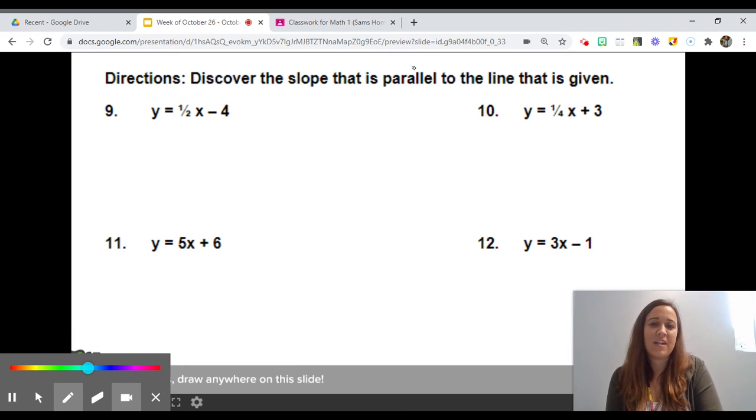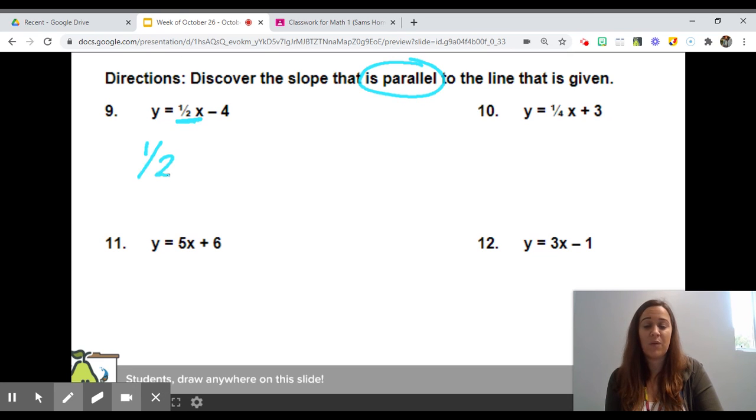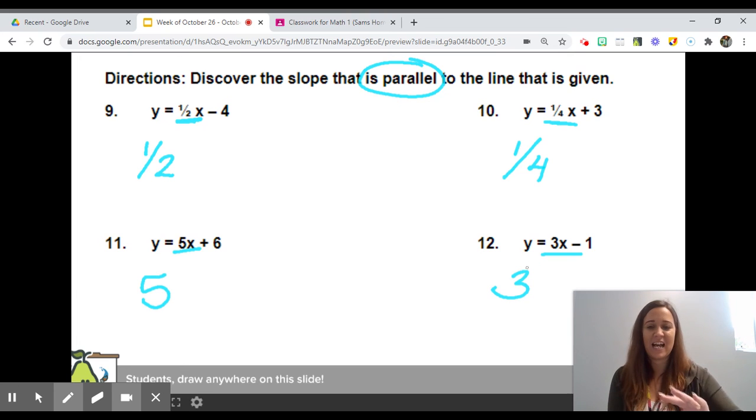Okay, so on this one, we're finding parallel lines. So remember, parallel is the exact same slope. I'm not trying to trick you on this one. If the slope of number 9 is 1/2, that means my parallel line would also have the slope of 1/2. If my slope is 1/4, my parallel line would also have the slope of 1/4. Same thing here. If my slope was 5, the parallel line would also be 5. If my slope is 3, the parallel line would also be 3. Nothing tricky there, the exact same slope.